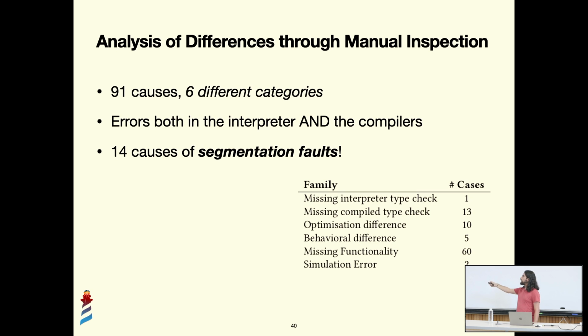Sometimes we had missing type checks in the interpreter. Sometimes we had missing type checks in the compiler code, in the compiled code. Sometimes there were optimization differences. For example, the interpreter was more optimized than the compiler, or vice versa.